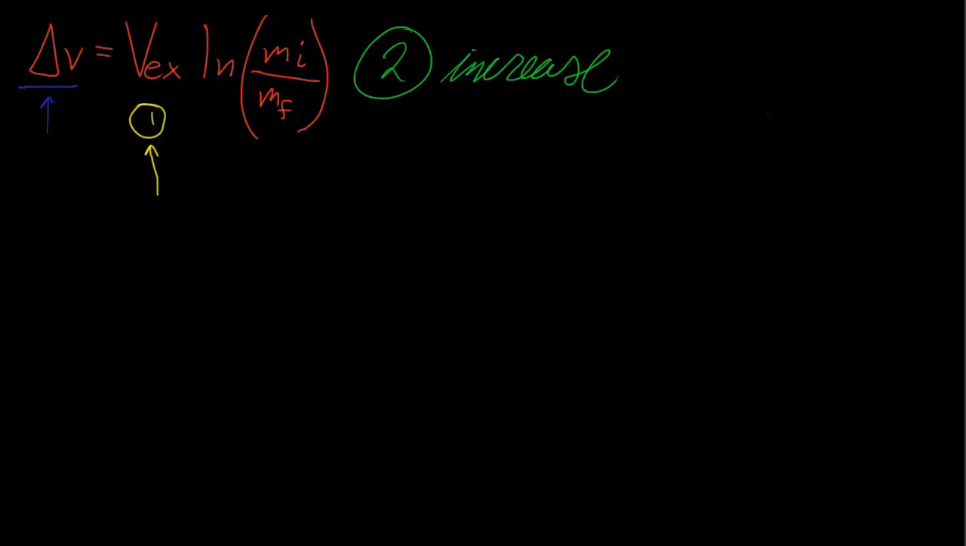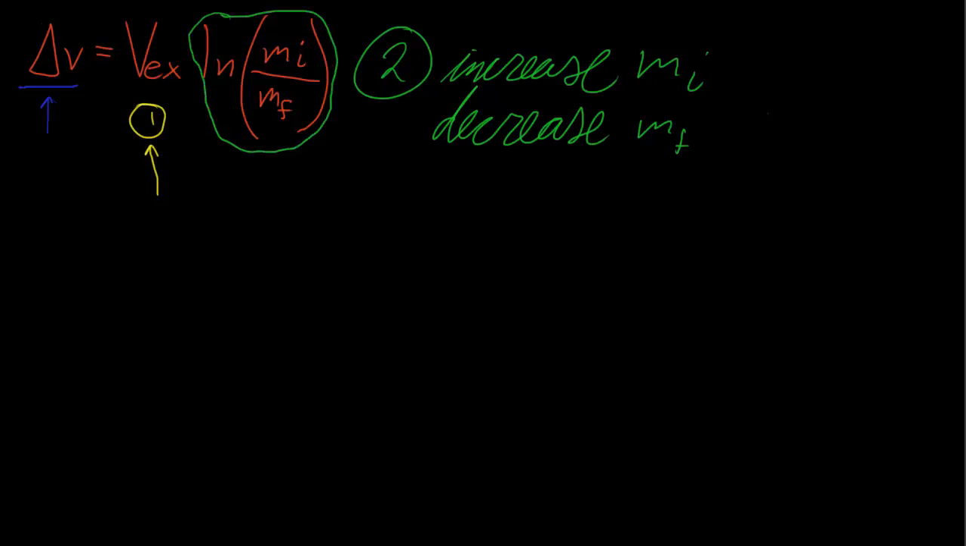our initial mass and decrease our final mass. Once we do this, the natural logarithmic function over here will greatly increase. It's going to actually exponentially increase because it's a natural log function, and we'll get something very, very different, and our delta V will increase dramatically. Well, how do we do that?